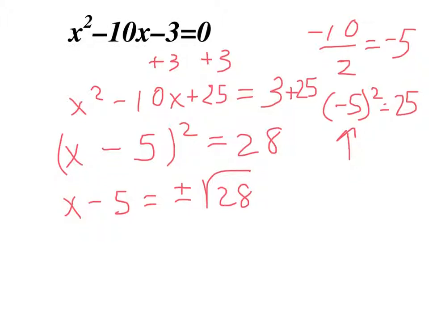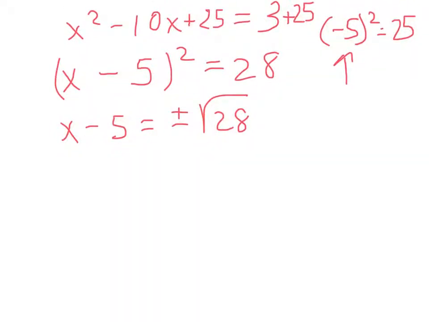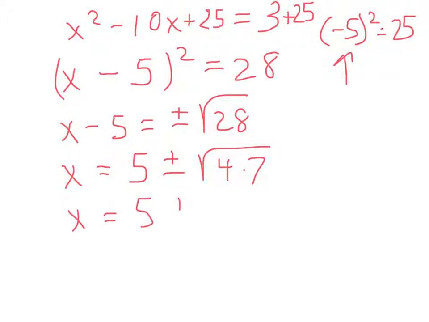Can we simplify that radical? Let's add 5 to both sides. 28 is 4 times 7. So we have 2 radical 7, and that's our solution.